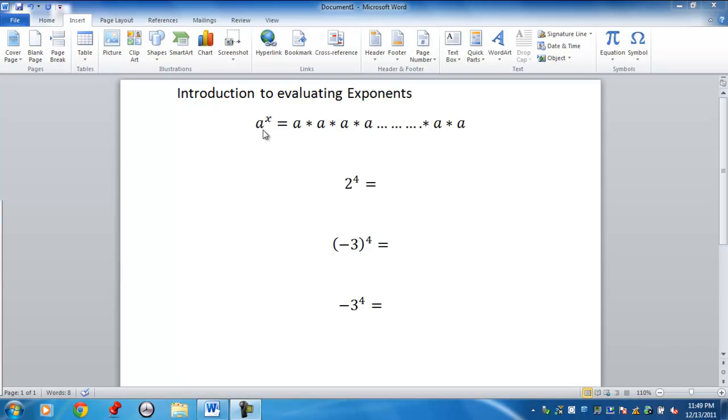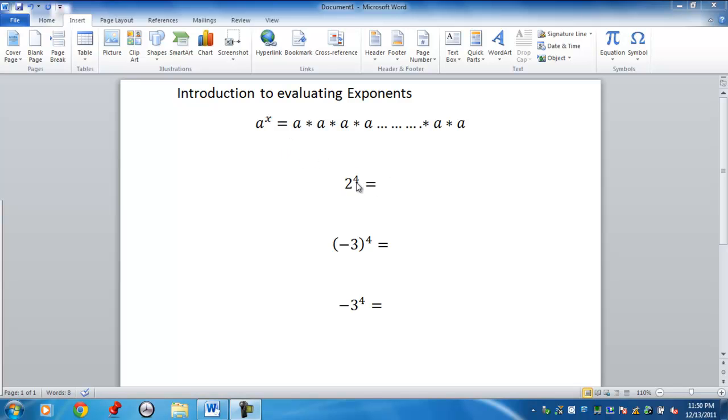First, I want to talk about the basic rule for exponents. When you have a base and an exponent, what you're doing is taking that base and multiplying it by itself x times. So just to illustrate a couple of examples.